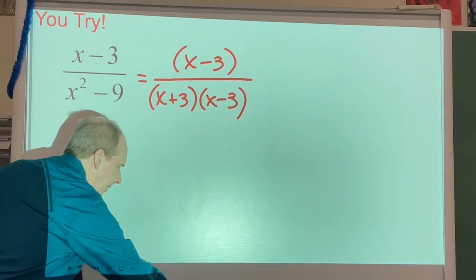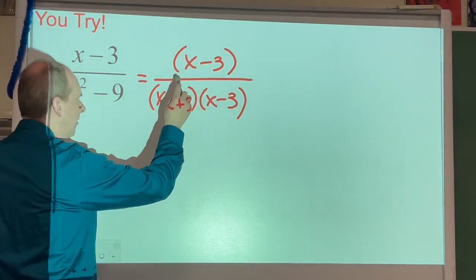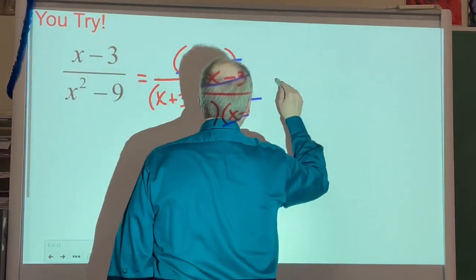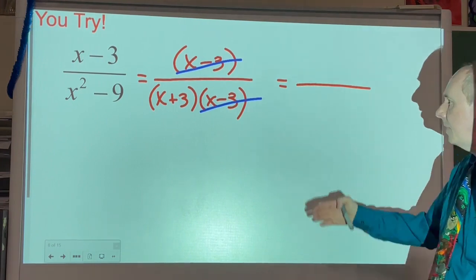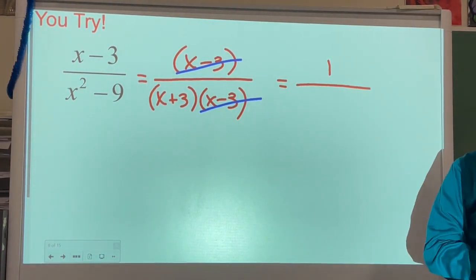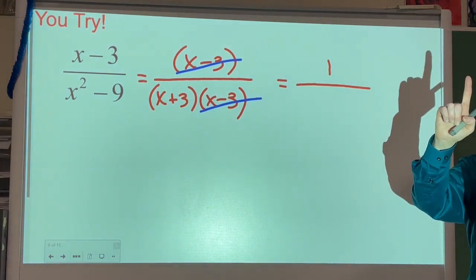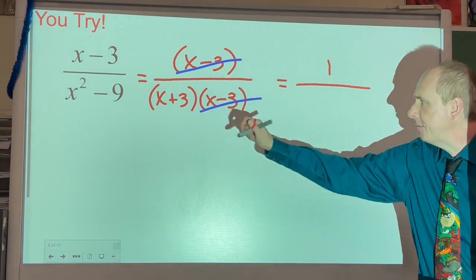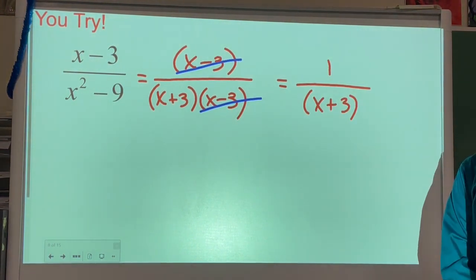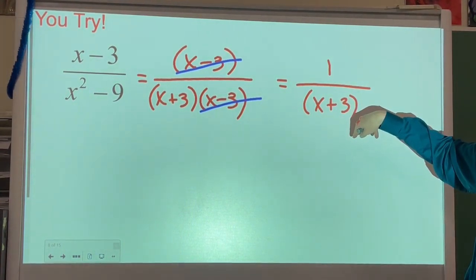Are there any twins? Same exact factor on top and on bottom that we can cancel? Well, yeah, x minus 3 cancels with x minus 3. And what's it leave me? Well, I don't see anything left up top. There can always be a factor of 1. You have to have something up there. If everything cancels on top, you need a 1 at least. Why? Because this x plus 3 has to be on the bottom of our fraction. There's got to be something up here for this to still be on the bottom.